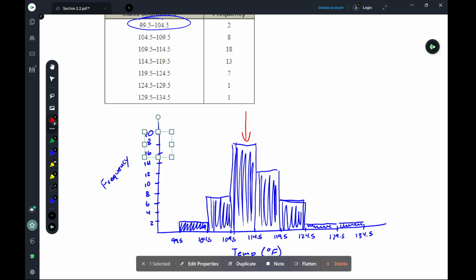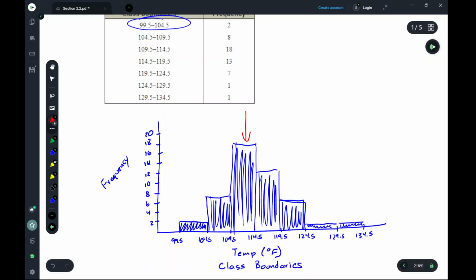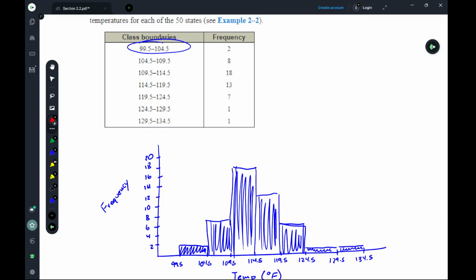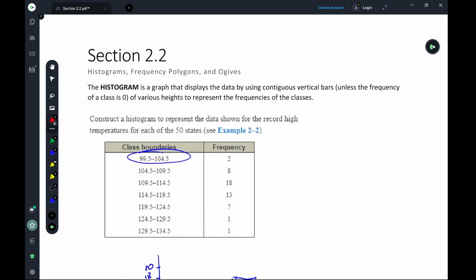So it kind of shows me where my data is centered, as well as where my data is spread out on each side of that center. It gives a really nice visual description of the data that we have here for max temperatures in each state. So there's our histogram.